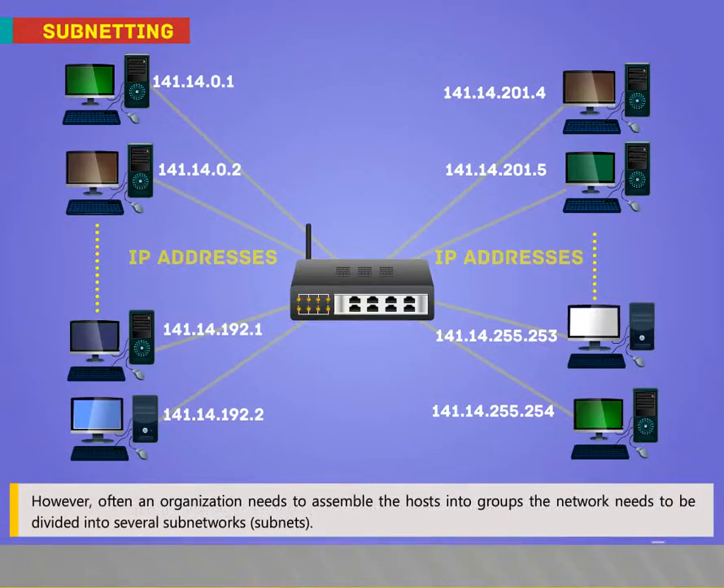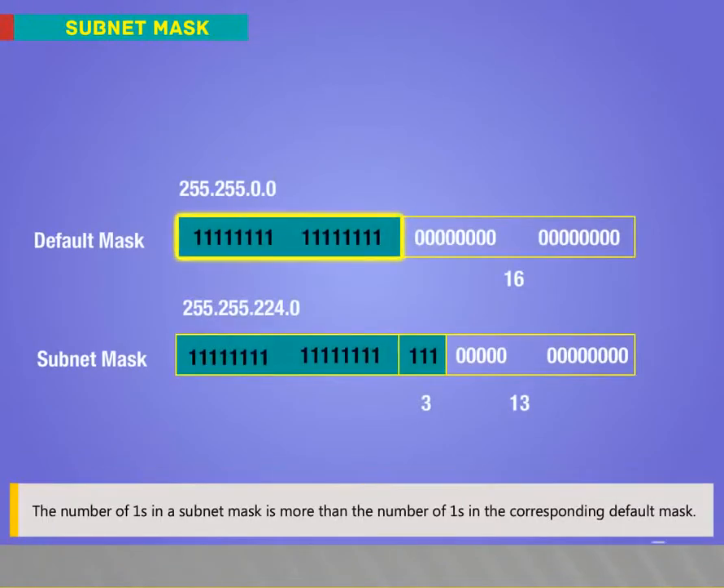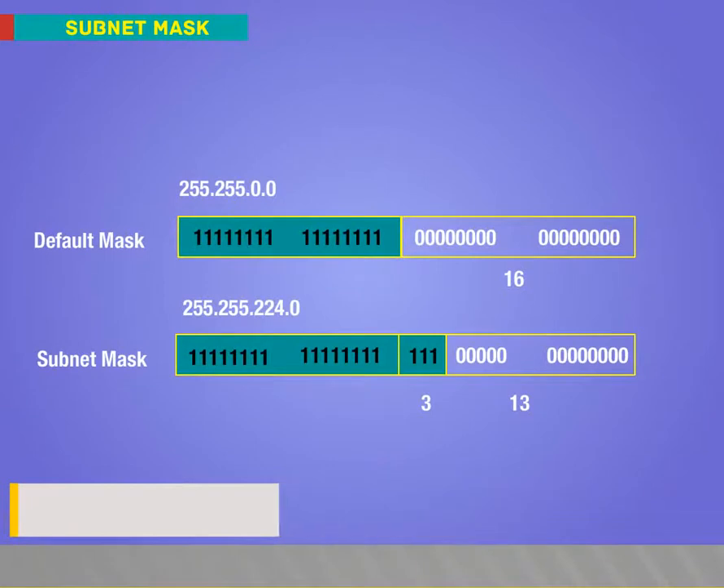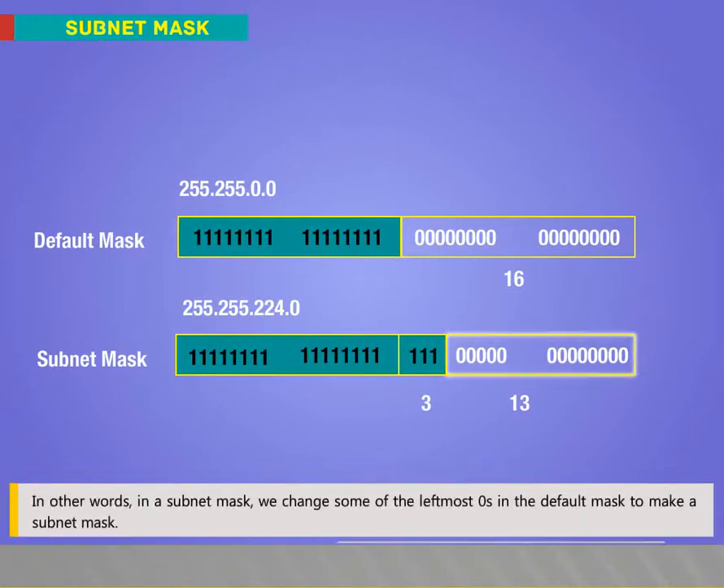However, often an organization needs to assemble the hosts into groups. The network needs to be divided into several subnetworks, that is subnets. Subnet mask. The number of ones in a subnet mask is more than the number of ones in the corresponding default mask. In other words, in a subnet mask, we change some of the leftmost zeros in the default mask to make a subnet mask.